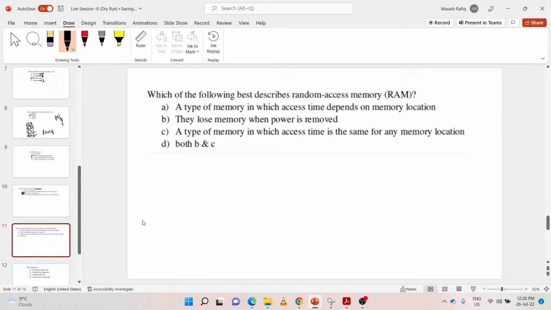Now moving forward to another question, it says which of the following best describes random access memory. Option A says a type of memory in which access time depends on memory location. Option B says they lose memory when power is removed. Option C says a type of memory in which access time is the same for any memory location. We know that random access memory is volatile memory. As long as the power supply is there, memory contents are retained, but when power is removed, memory contents are lost. So option B is correct. And also it is a type of memory in which access time is the same for any memory location. So for this question, both B and C are correct.